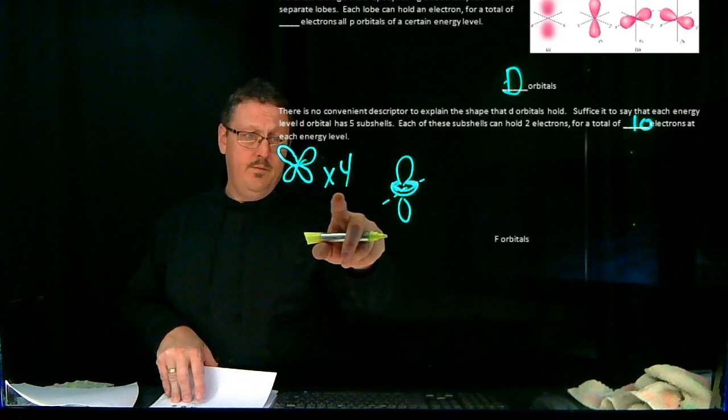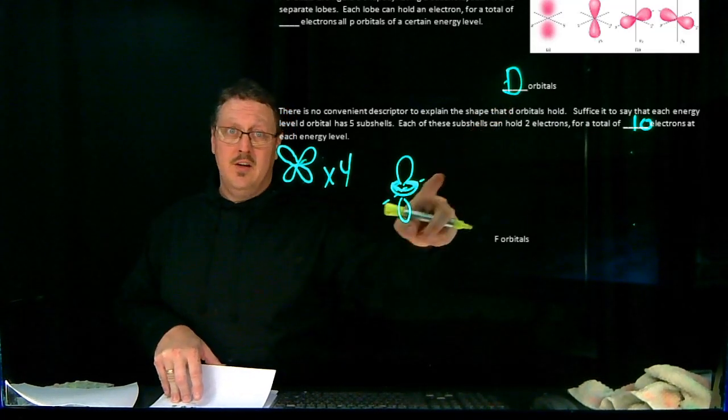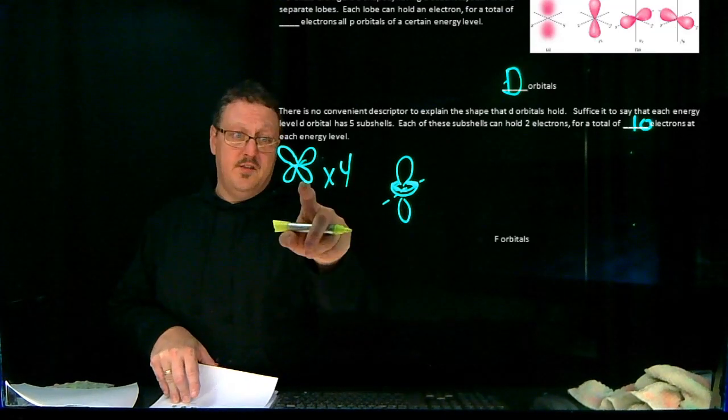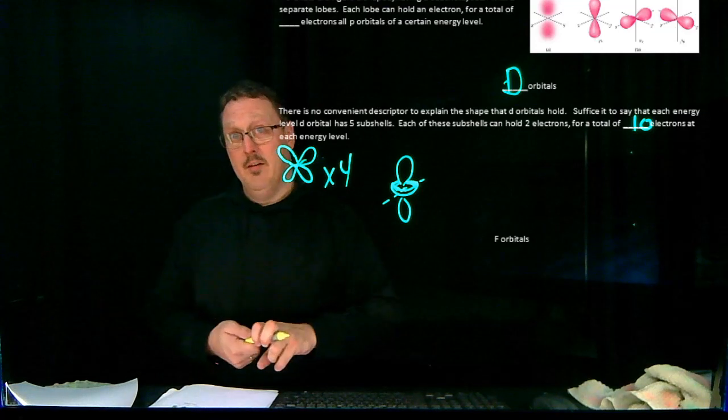And so 4 of those, 1 of those, that gives me my total 5 d orbitals that hold a total of 10 electrons. So this can hold 2 electrons. Each of these can hold 2 electrons, and so that's where I get my number of 10 from.